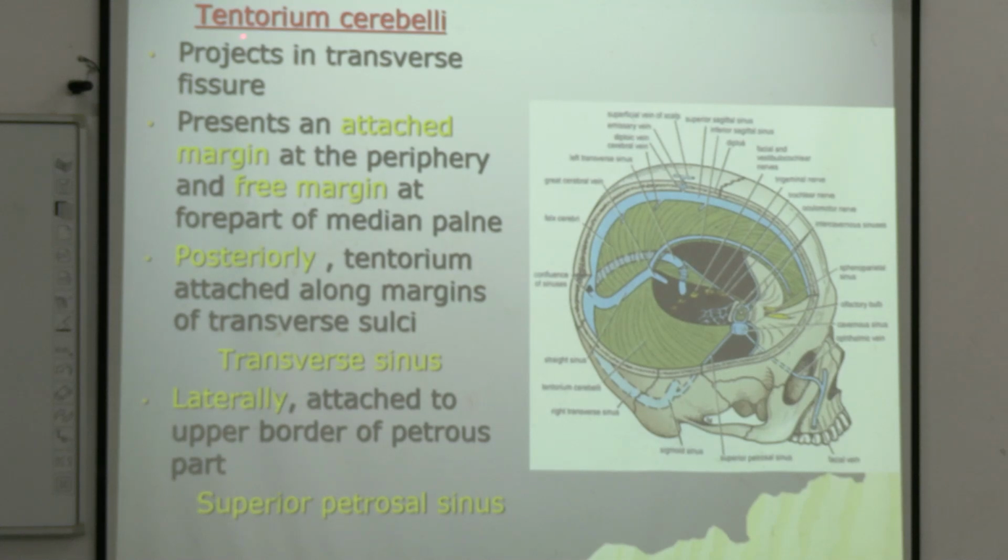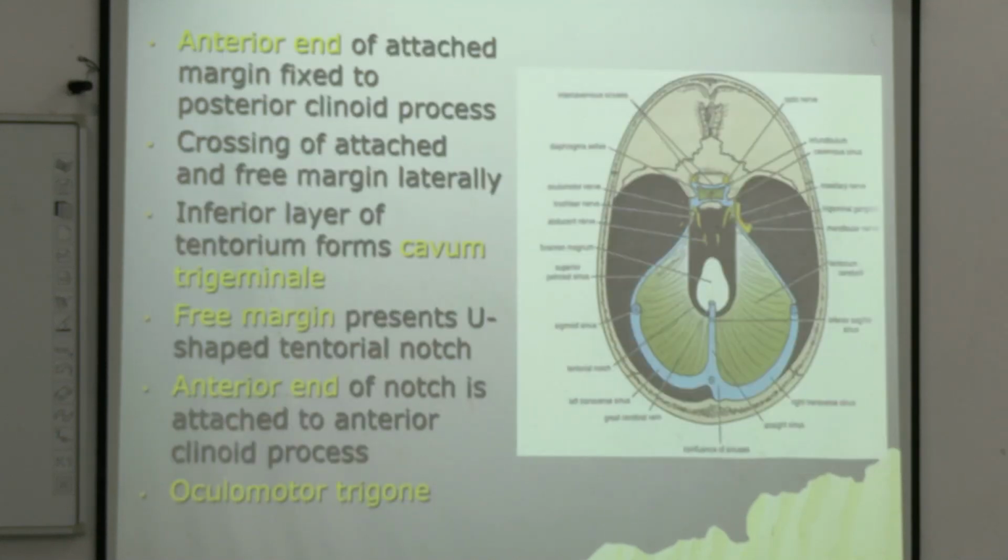Now, tentorium cerebelli projects into the transverse fissure, presents an attached margin at the periphery and a free margin at the forepart of the median plane. Posteriorly, tentorium is attached along the margins of the transverse sulci. Now, the transverse sinus is laterally attached to the upper border of the petrous part, superior petrosal sinus. These are the venous sinuses. Next. The anterior end of the attached margin is fixed to the posterior clinoid process.